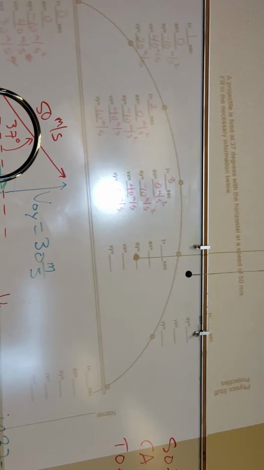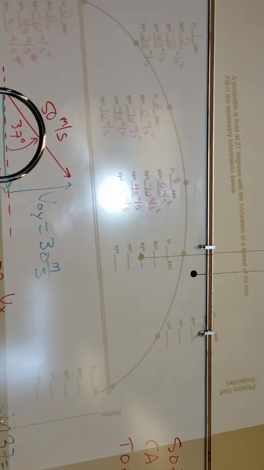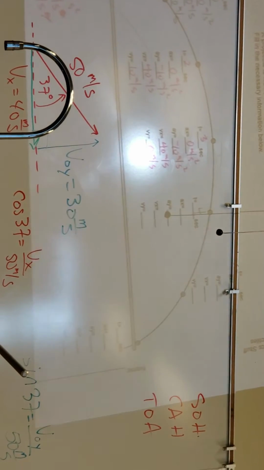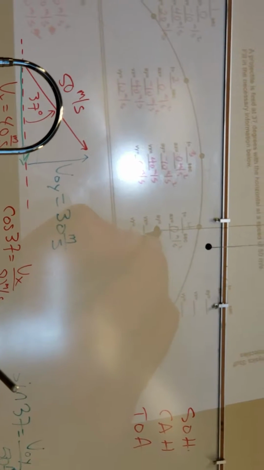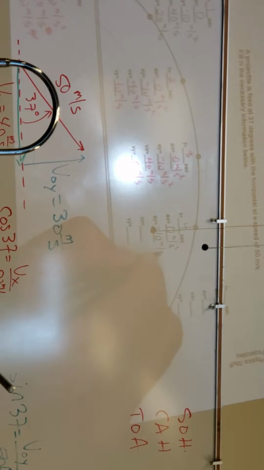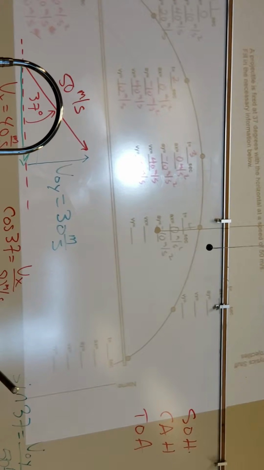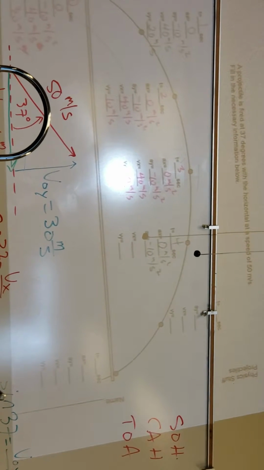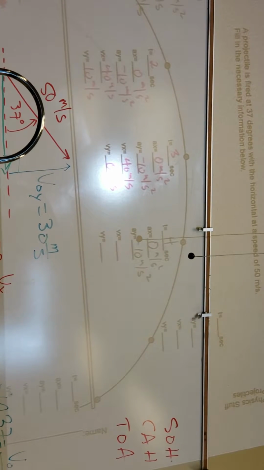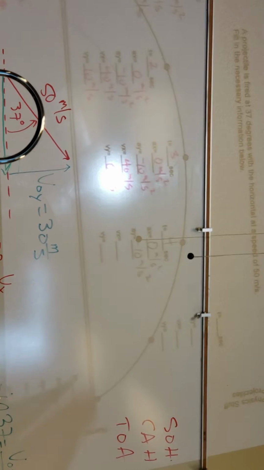Okay, so it looks like maybe this is at 4 seconds. Acceleration sideways, nope, that's always going to be 0. Acceleration in the y direction is downwards. There's still a planet pulling on it. That's still at 10 meters per second. Velocity sideways is still 40.